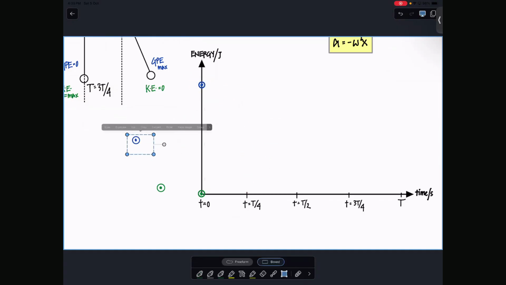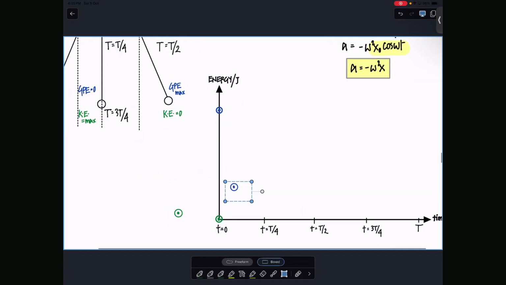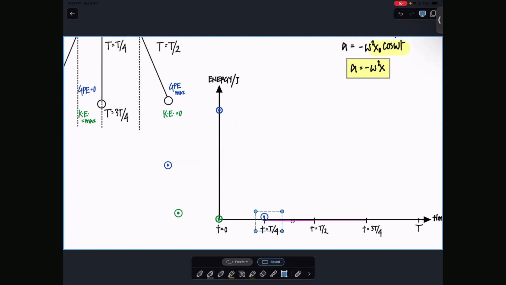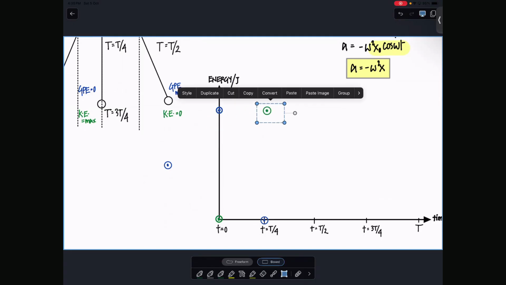When you go to T by 4, what is my GP? 0. And what's my K? Maximum, right? So that goes there, and this one will go there, at the maximum value. Do you understand the GP and K would be the same value? Because all the GP became K. What happens next?